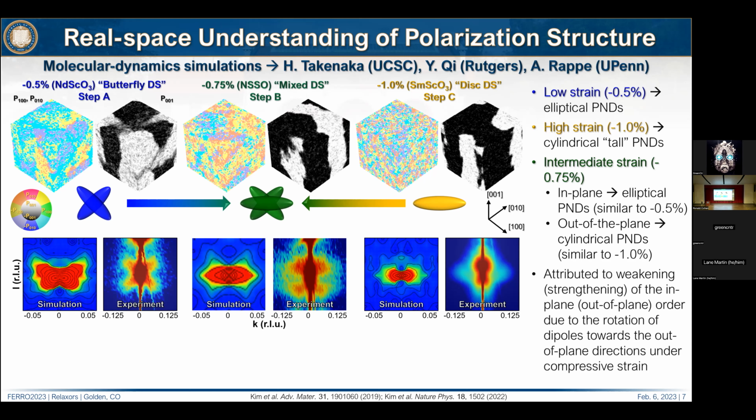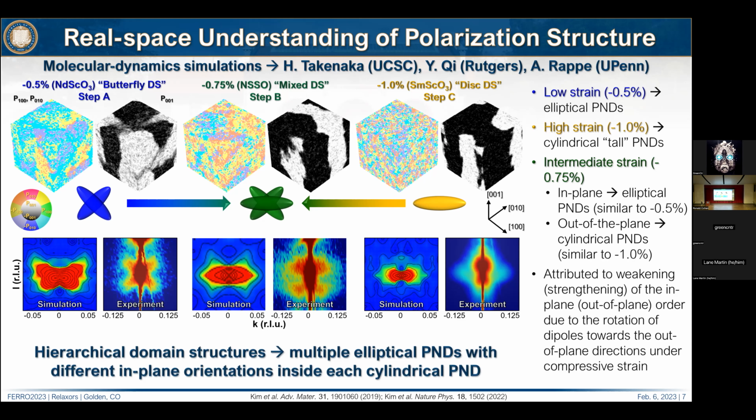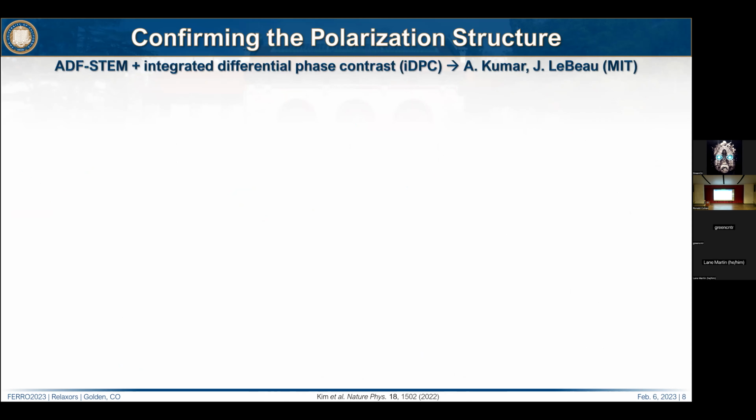I'm going to gloss over some of the gory details here, other than to say that we have a reasonable picture of the hierarchical domain structures that exist in these sorts of things, right? So we have these multiple elliptical polar nanodomains, and as we start to apply strain, we start to merge them together, we change their orientation, they start to change. And we'll talk more about how they change as we go on.